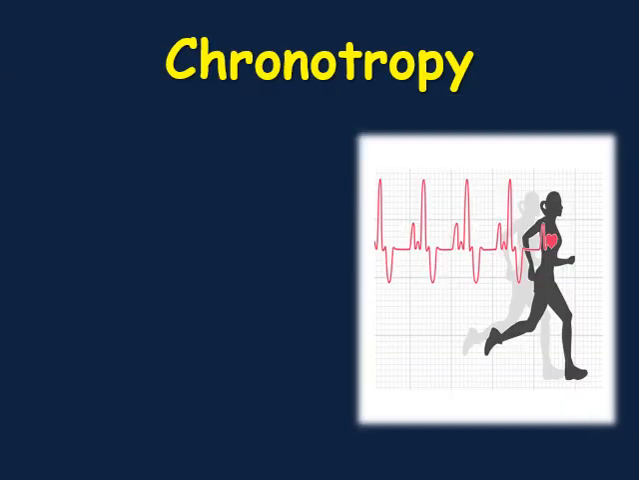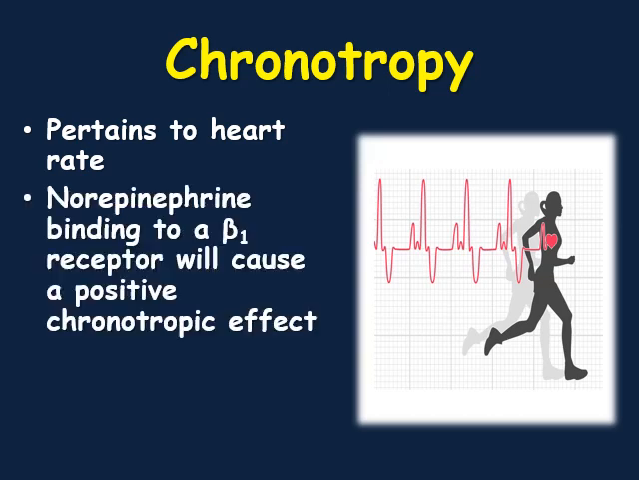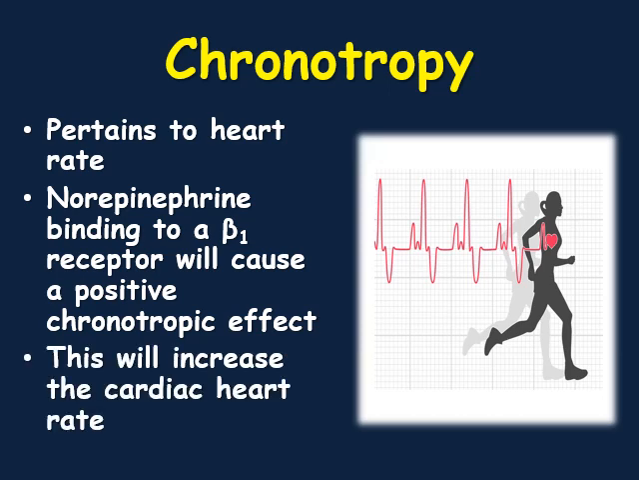All right, so let's talk about chronotropy. What is that? So chronotropy pertains to the heart. I always teach, look at the first 3 letters, C-H-R. So abbreviation, cardiac heart rate. So chronotropy has to deal with your heart rate. All right, so norepinephrine binding to a beta 1 receptor will cause a positive chronotropic effect. So anything that causes a positive chronotropic effect will increase the cardiac heart rate. So again, chronotropy, first 3 letters, C-H-R, cardiac heart rate. With norepi binding to a beta 1 receptor on the heart, this is going to cause the heart rate to go faster.